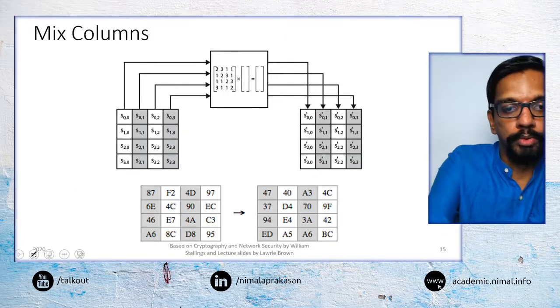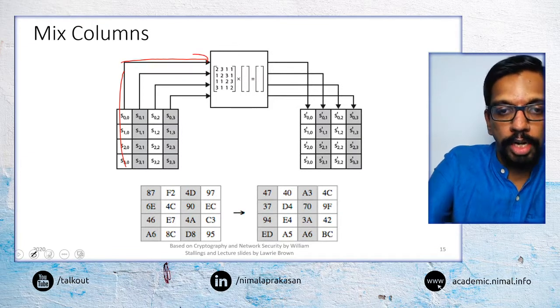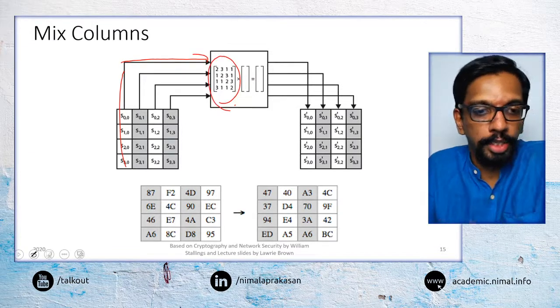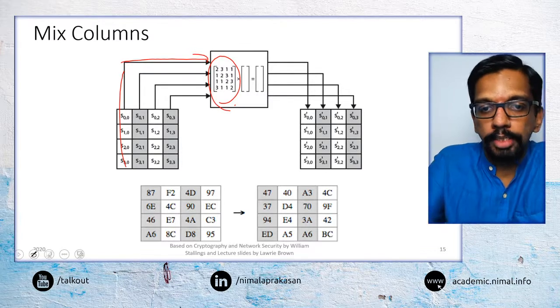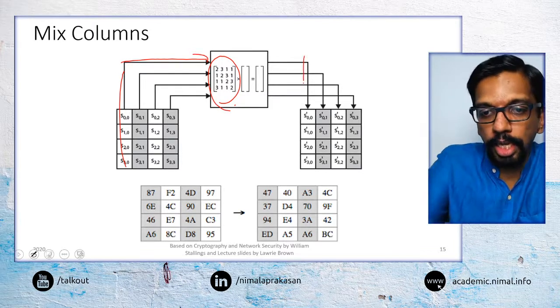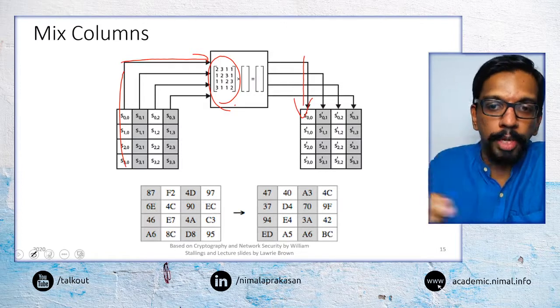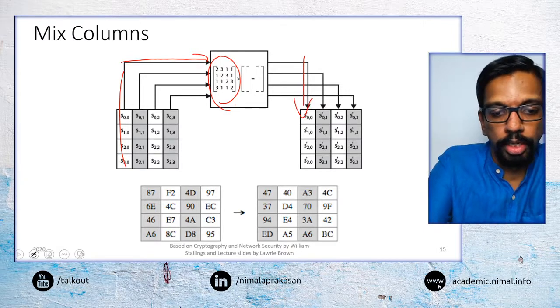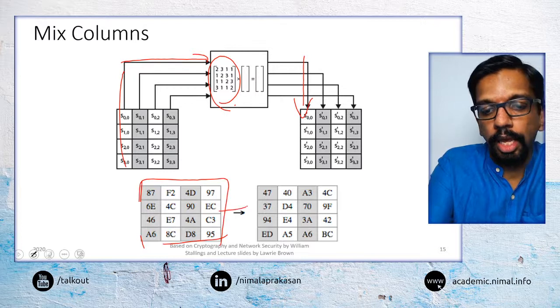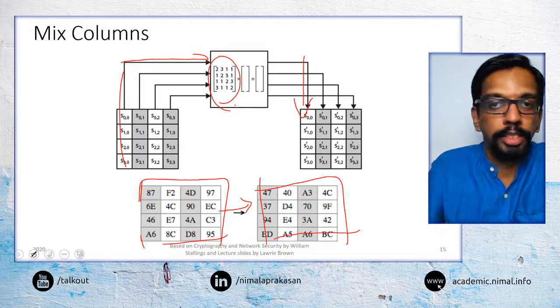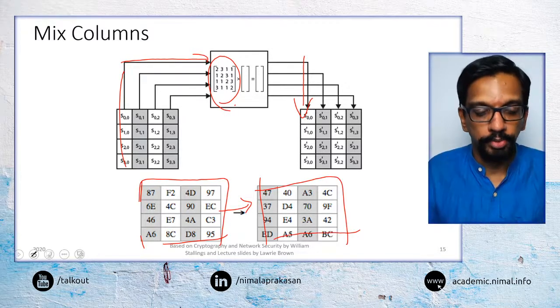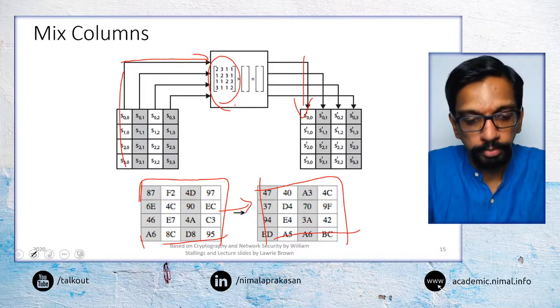What we would do is take each column and multiply it by a particular matrix, and that matrix multiplication would produce the replacement column. Again, we start with the state and we end up with a similar size state, so it will still fit within the same range.